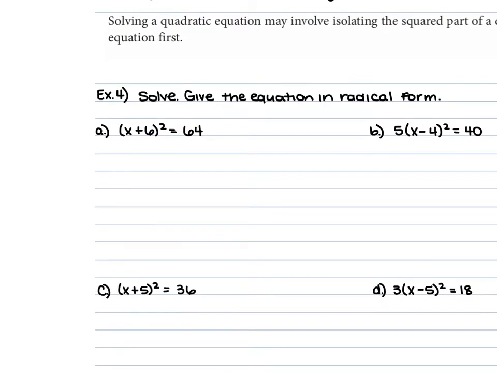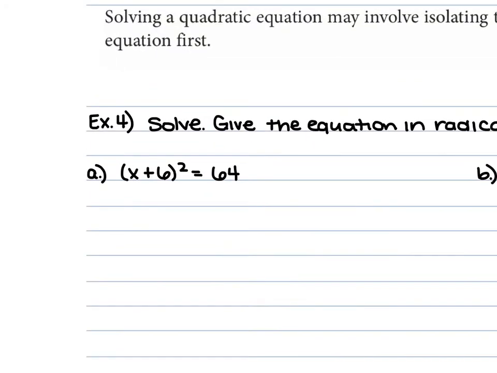For the next set of examples, you have a binomial squared is equal to a number. Sometimes these binomials are going to be multiplied by a number. Sometimes they're just going to be by themselves. The whole idea is to get that binomial squared by itself. So we have, for A, x plus 6 squared is equal to 64. Because that binomial is by itself already, we can just take the square root of both sides.